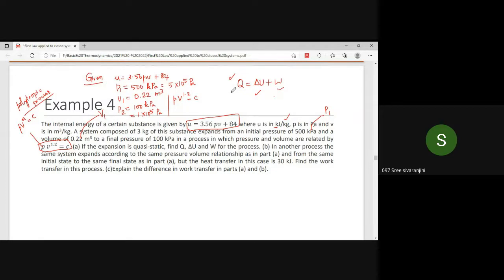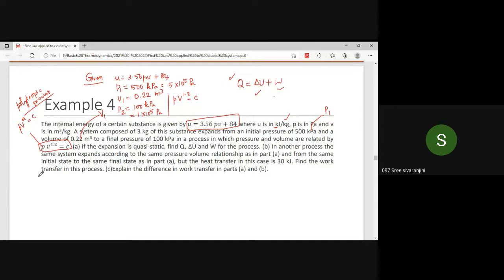With that equation, PV^n is equal to constant. That is a general equation. How will you find work transfer for that? Which formula will you use? Either the general formula or the polytropic work done formula? So first we have to find the volume. For that, we will be using PV^n constant, that is P1 V1^n is equal to P2 V2^n. Exactly. From there, we can find volume.